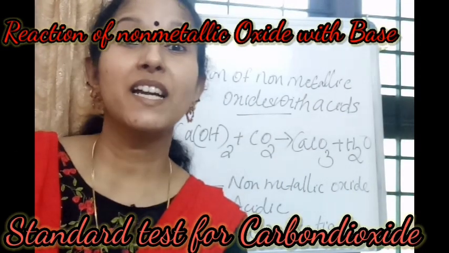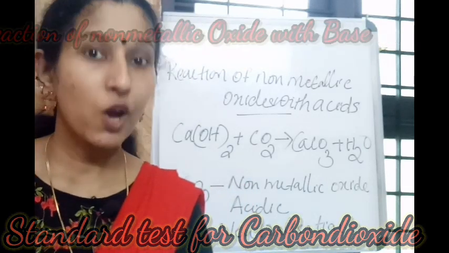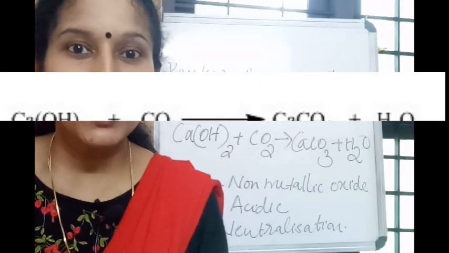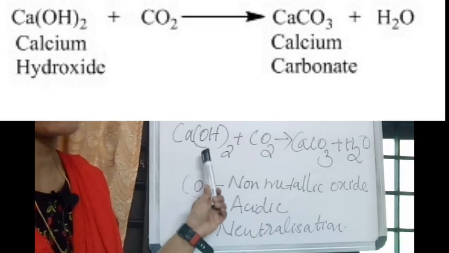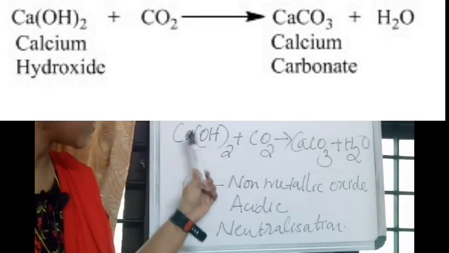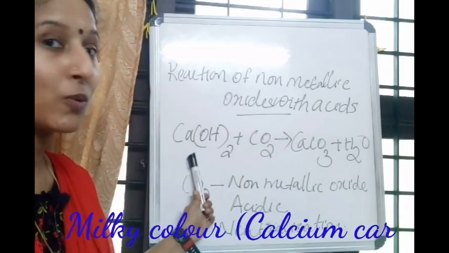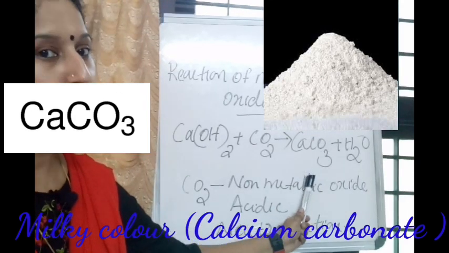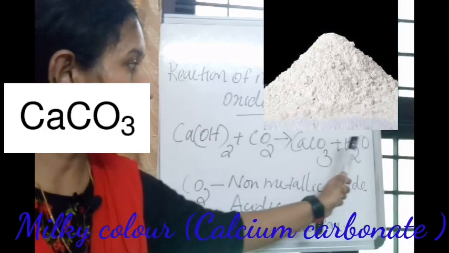What is the standard test for carbon dioxide? On passing carbon dioxide gas through lime water, it turns milky. If it turns milky, it indicates the presence of carbon dioxide gas. Right? So this is the equation for that. On passing carbon dioxide gas through lime water, it turns milky. That milky color is due to the formation of calcium carbonate.